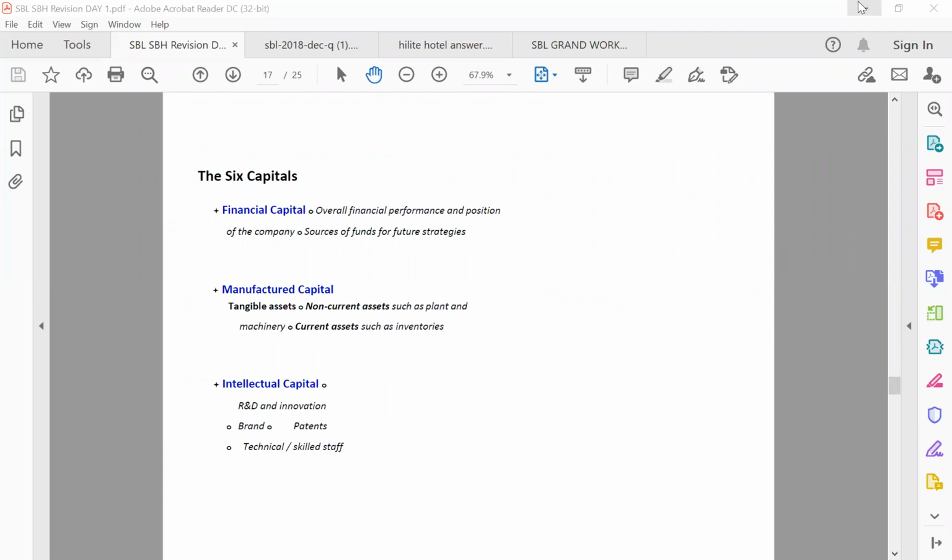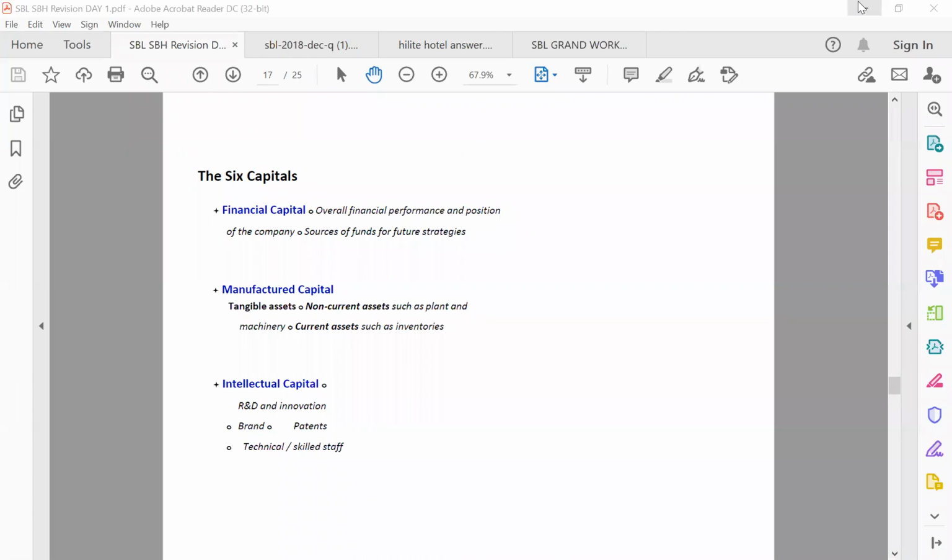So the six capitals normally include the first part, which is the financial capital, right? The financial capital is the overall financial performance. Now, the financial capital is not just what amount of finance do you have available for your own company. It is basically the overall financial position and the financial performance of the company. Sources of fund for future strategies, for example, where can we get our funds from? Can we get equity based funding, or let's suppose debt based funding?